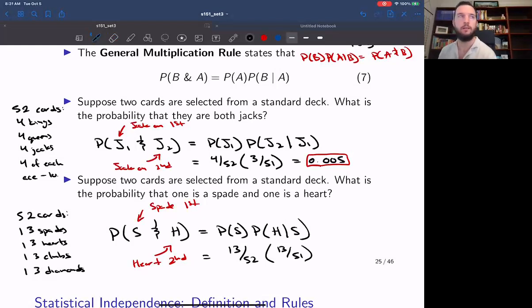Okay. Does that make sense? Any questions? Check that math real quick back.